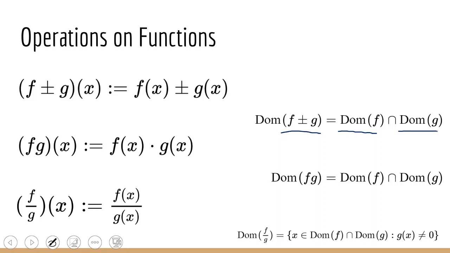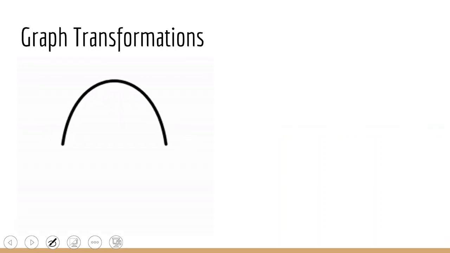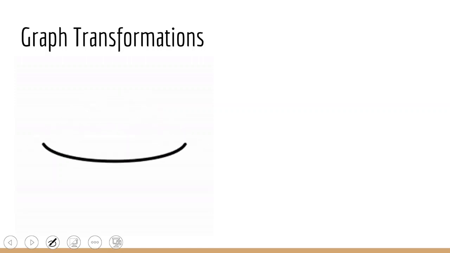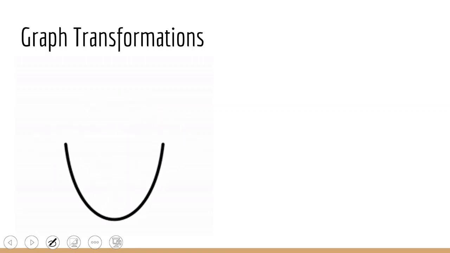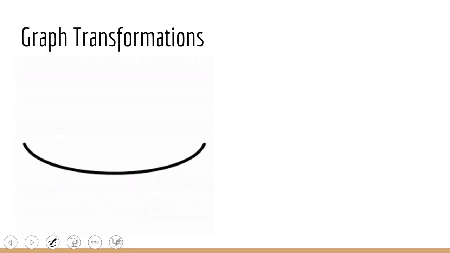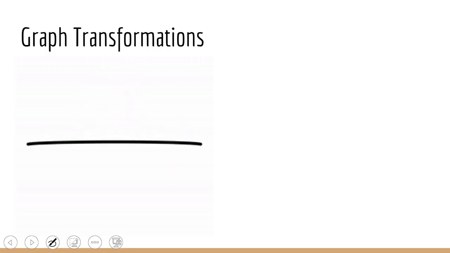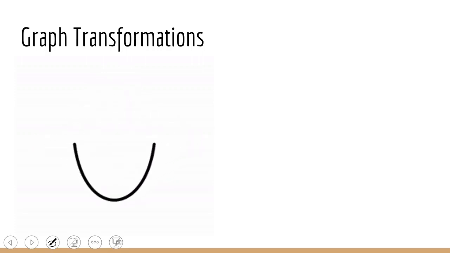Note that it is slightly stricter for f divided by g, since we also have to keep into account that the denominator cannot be 0. Another thing we can do with functions is to transform it. One of the easiest ways to observe this is by looking at how the function graph changes. So we can move it up, down, left, right, compress, and stretch it.